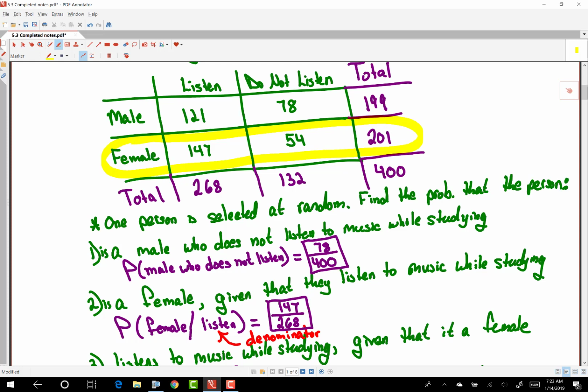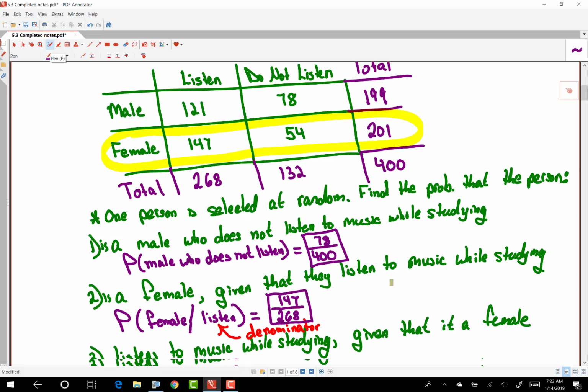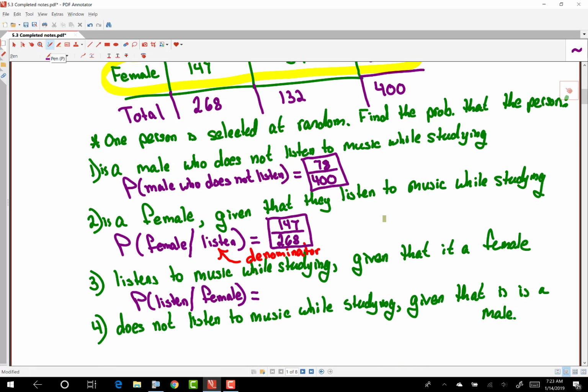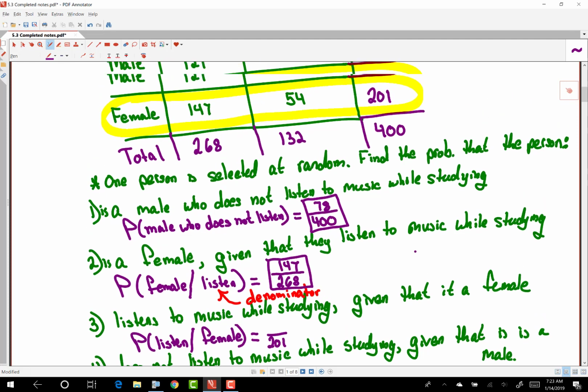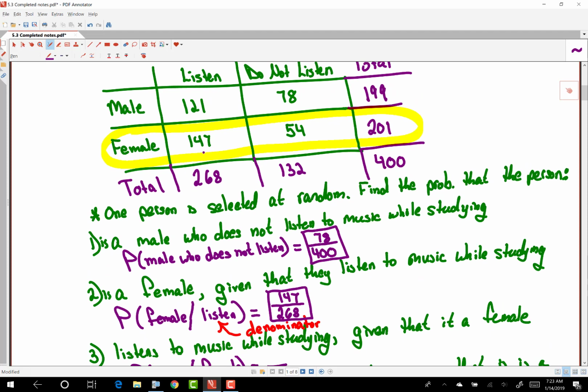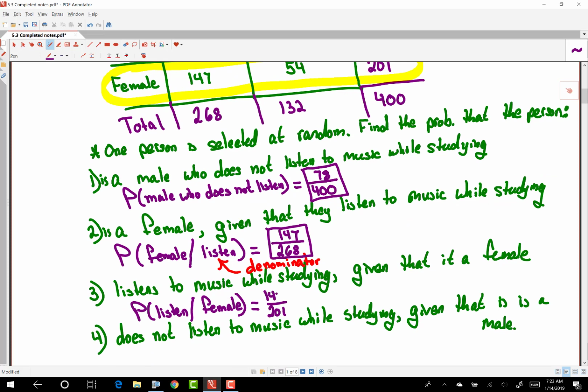So my bottom number is going to be 201. That's how many females there are. And then for the top number, well, we're looking for the amount that listen. So the ones that are in the listen column are 147. So notice with these two questions, what changed was the denominator. The numerator was still the same. And that's because what's changing is what you're given. In number 2, we're given that they listen to music, so we need the total that listen to music. And in number 3, we're given that it's female, so we need the total of females.